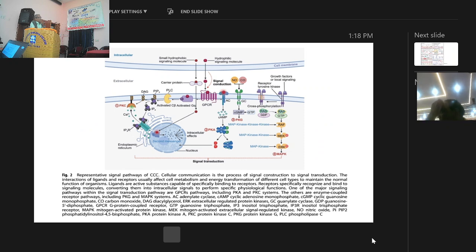Now this is the representative signaling pathway of cell to cell communication. Just to see, actually this is the cell membrane, this is the nucleus, cytoplasm, and here these are the different types of receptors present, like receptor tyrosine kinase, transcription protein, GPCR, G protein coupled receptors, and so on.